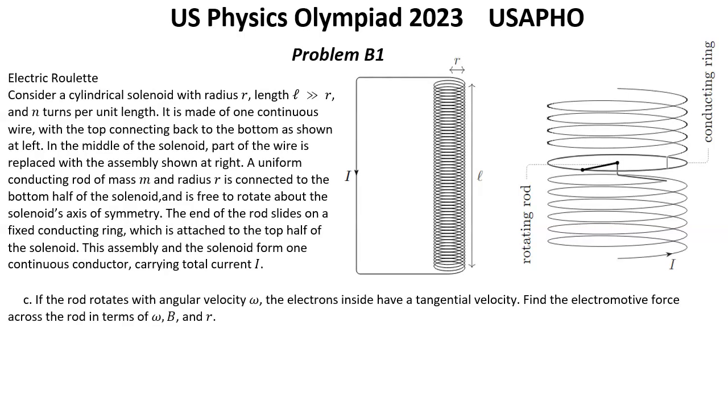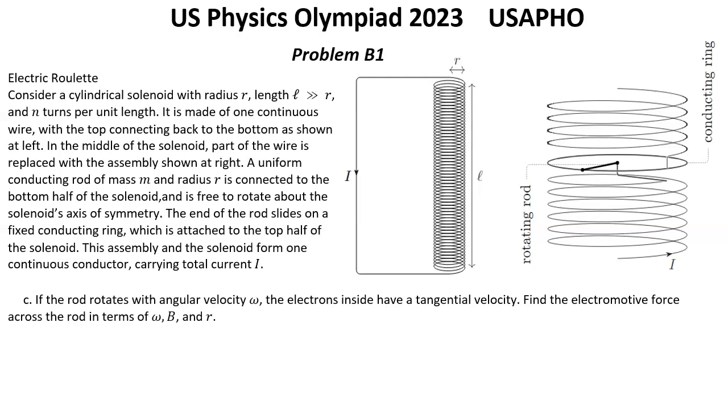Part C. If the rod rotates with the angular velocity omega, the electrons inside have a tangential velocity. Find the electromotive force across the rod in terms of omega, B, and R. Solution. By Faraday's law of electromagnetic induction, the electromotive force around a closed path is equal to the negative of the time rate of change of the magnetic flux enclosed by the path.